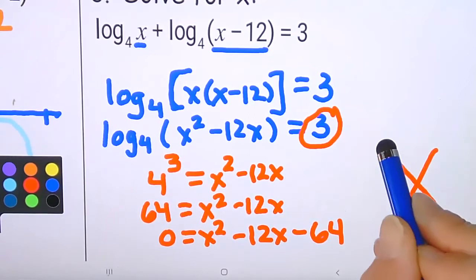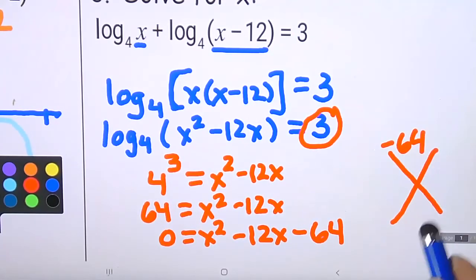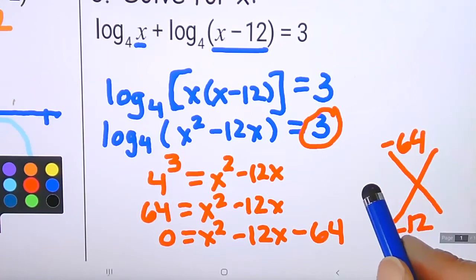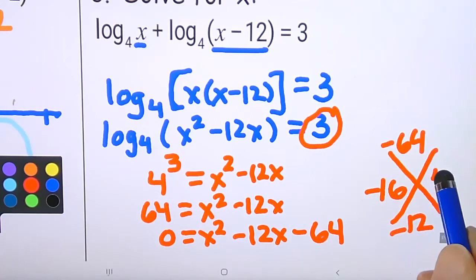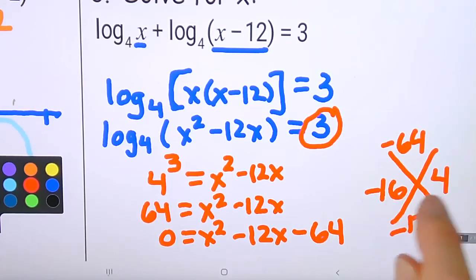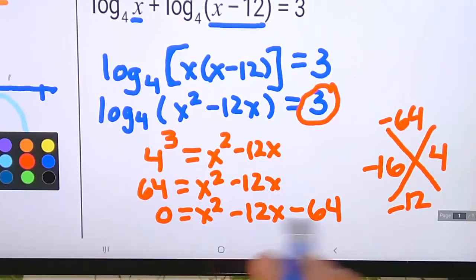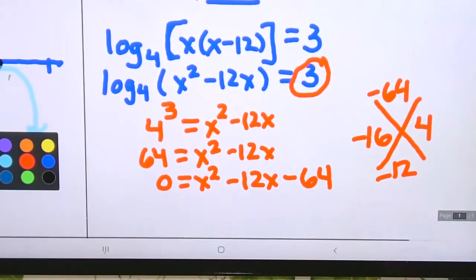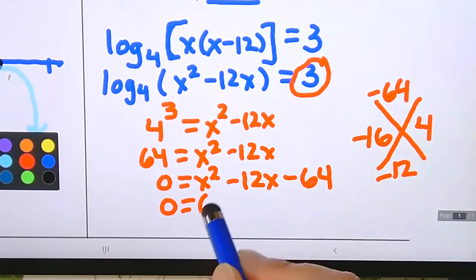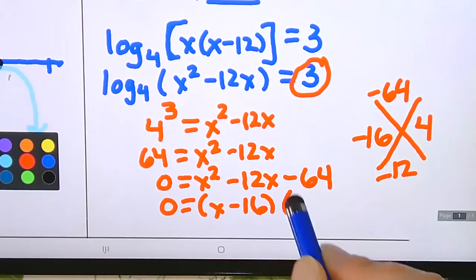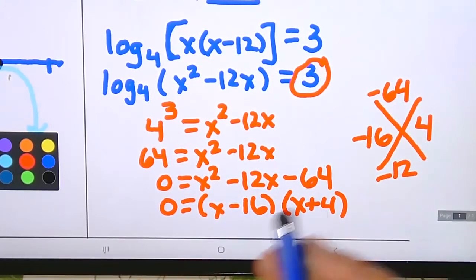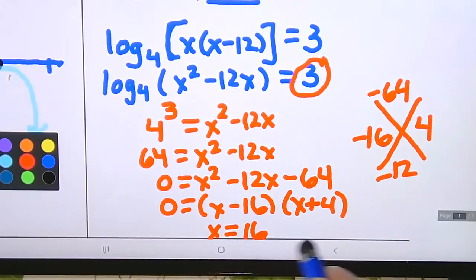So I'm going to try to think of anything that multiplies to a negative 64 and adds to a negative 12. Okay, and I'm thinking negative 16 and positive 4. That is going to multiply to a negative 64, and it also adds to a negative 12. So that means I'm going to get x minus 16, x plus 4. So when I solve this, 16 is one possible answer, and negative 4 is another possible answer.